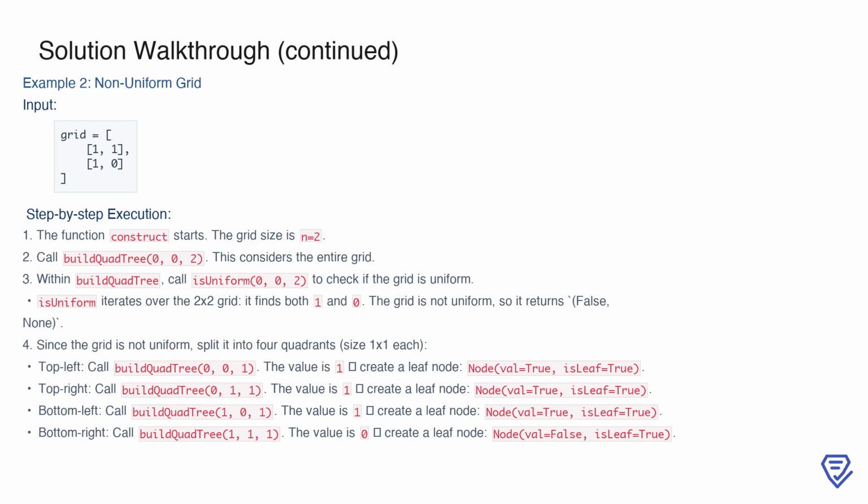For the top left quadrant, we call buildQuadTree and find it contains a single value of 1, so we create a leaf node with val equals true. Similarly, the top right and bottom left quadrants also contain only 1, so we create leaf nodes with val equals true for each. Finally, the bottom right quadrant contains 0, so we create a leaf node with val equals false. These 4 leaf nodes represent the individual values in the grid.